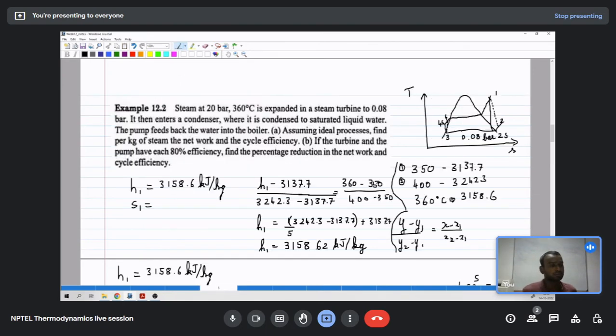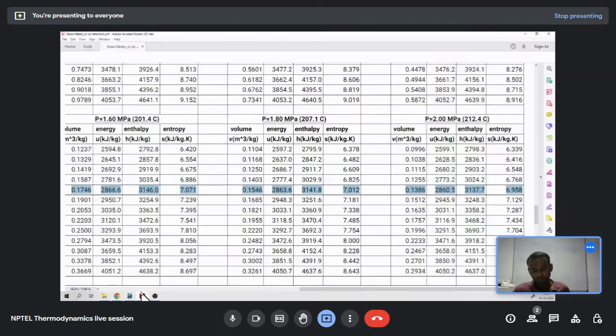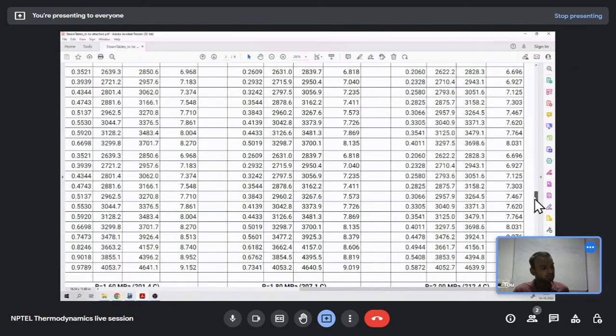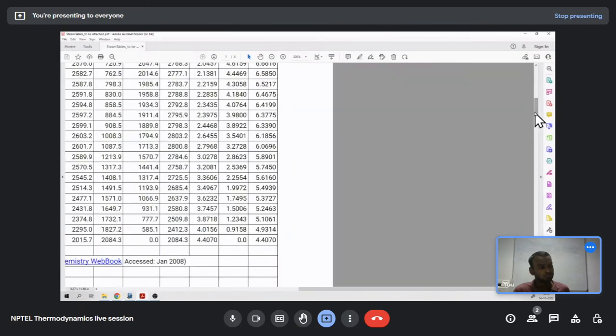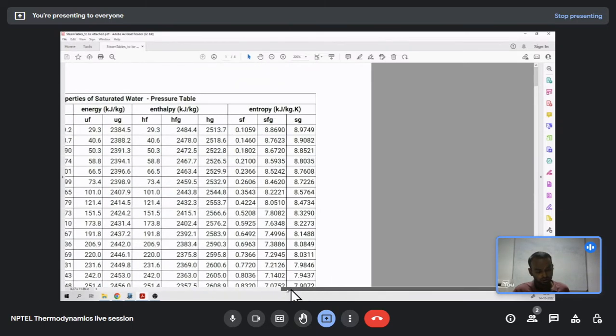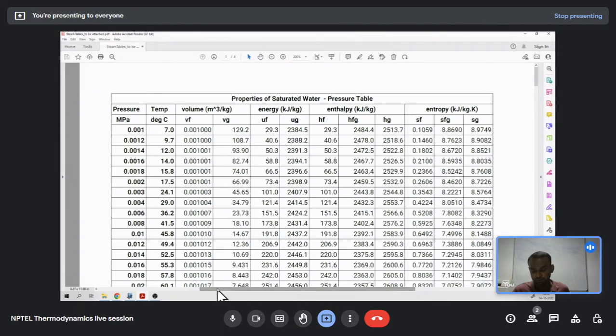Condenser temperature at the condenser, which is 0.08 bar. So we can get the enthalpy and entropy at these states. So for 0.08 bar, we are not sure if it is within the vapor dome or outside the vapor dome. If it is 0.08 bar, it should be 0.008 megapascal. We have this entropy.